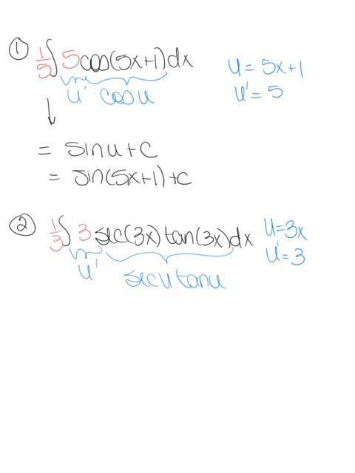The u prime never comes out in the answer, although we do need it. Anything on the outside, however, does come down to the answer. So the 1/3 comes down, and when I integrate the secant of u, tangent of u, I simply get back the secant of u plus c, and then putting in our u, this is going to give us 1/3 times the secant of 3x, all plus c.